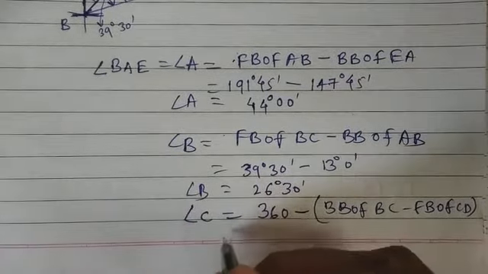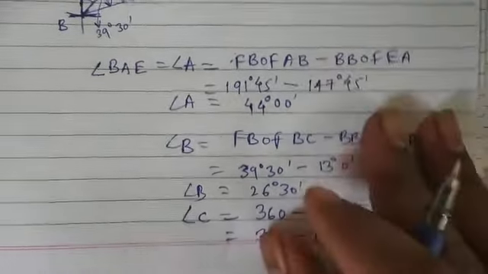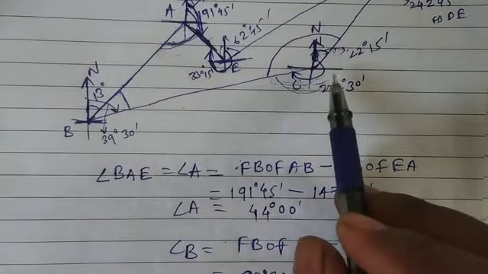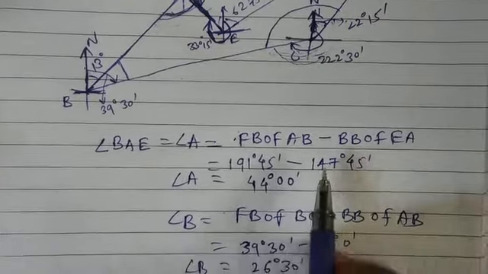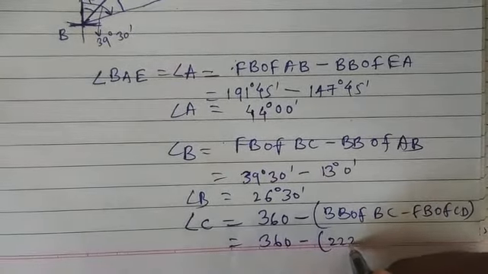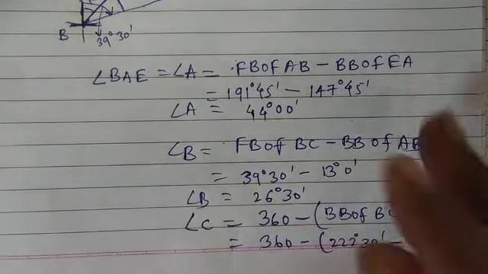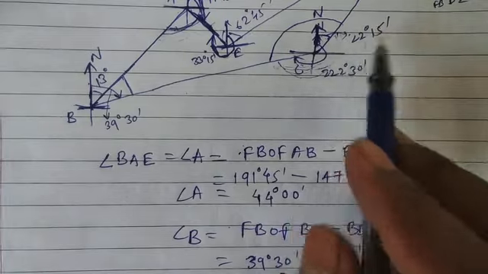So let's calculate this also. The back bearing of BC is 222 degree 30 minutes. I'll write it minus the fore bearing of the next line, that is CD, which is 22 degree 15 minutes.